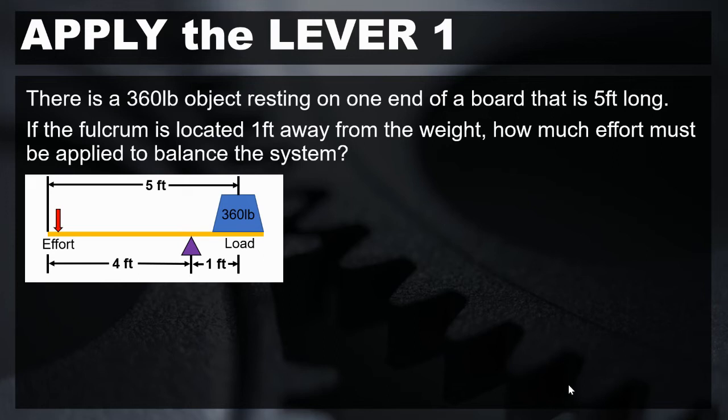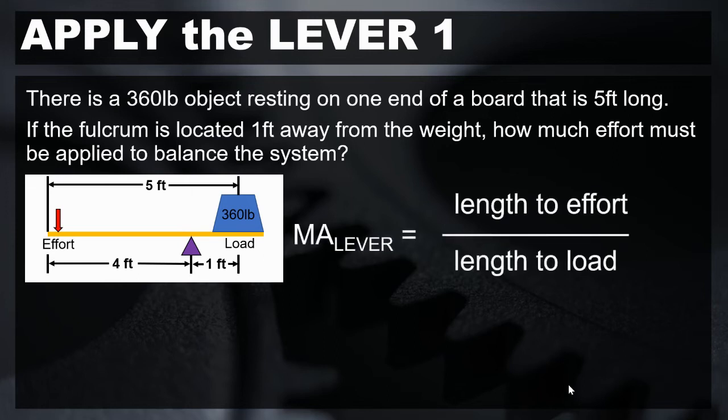We should also include the equation, which is the mechanical advantage of the lever equals the length to the effort divided by the length to the load. We can substitute our known variables into this equation and solve for the mechanical advantage. In this case, the mechanical advantage of the lever is 4 feet, which is the distance from the fulcrum to the effort, divided by 1 foot, which is the distance from the fulcrum to the load. The feet cancel out, and we're left with a mechanical advantage of 4.